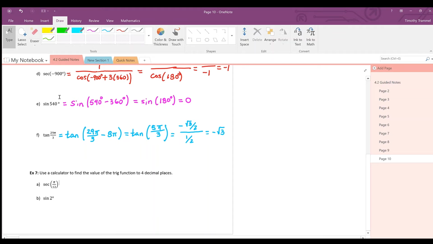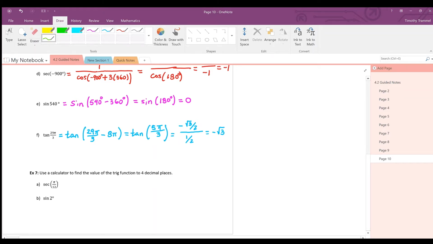We now know how to evaluate our trig functions at the angles that are on our unit circle, and in fact, any angle that's coterminal with an angle that's on the unit circle. But when these things happen to not be one of those common angles, or be coterminal with one of those common angles, our next best bet is our calculator here.